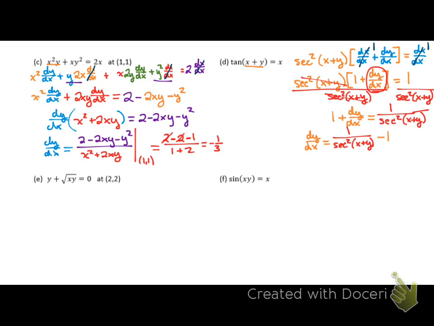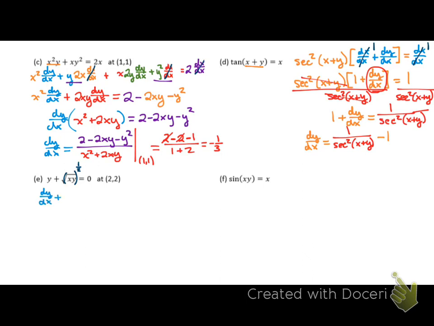We have y plus the square root of x times y. x times y is going to be a product rule, and there's something outside of it, so we get to use the chain rule. Before I do that, I'm going to rewrite it as (x times y) to the 1/2 power, and that'll help me out a lot. All right, so the derivative of y is dy/dx.